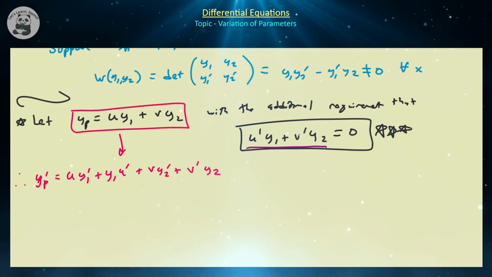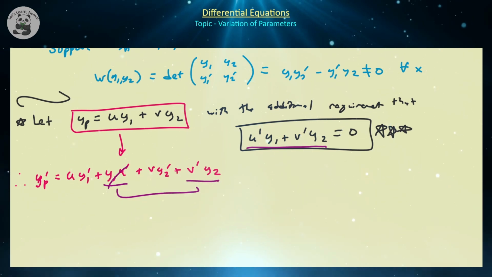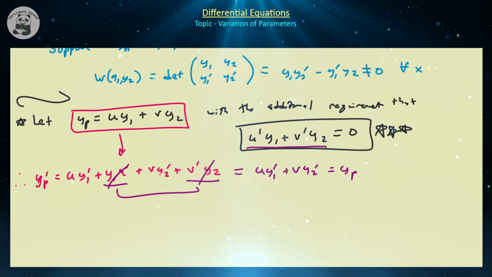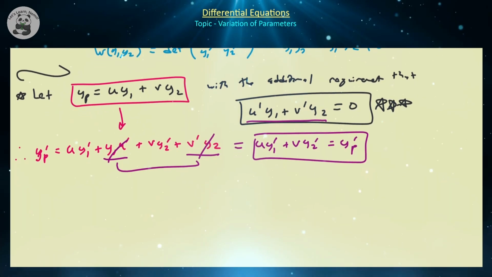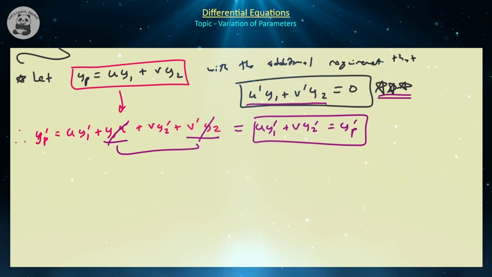Now keep in mind we have assumed that u prime y1 plus v prime y2 is equal to 0. So if we take a look at what we have here, we have our u prime y1 plus our v prime y2. That's just going to be equal to 0. So we're just going to be left with u y1 prime plus v y2 prime. That's going to be our yp prime. And if you do not implement this little requirement, you're going to have the full thing, which is going to make the next statement extremely ugly, which is where that motivation comes into the picture.